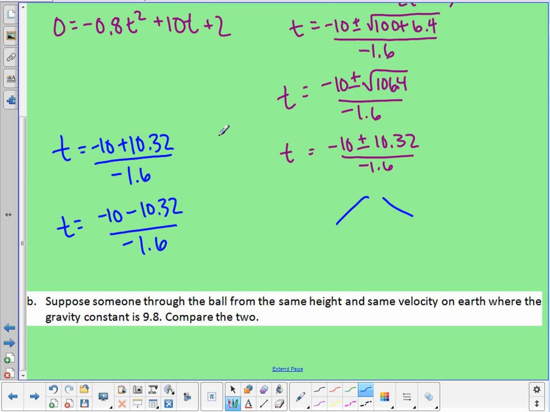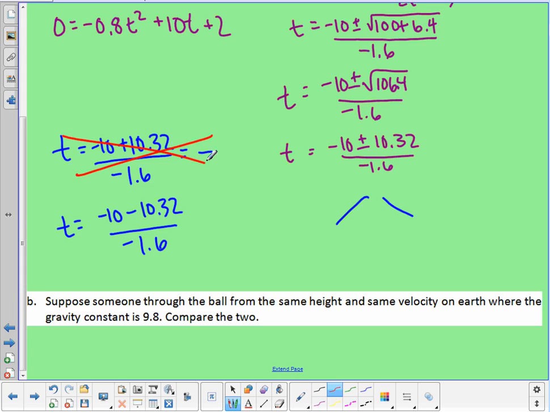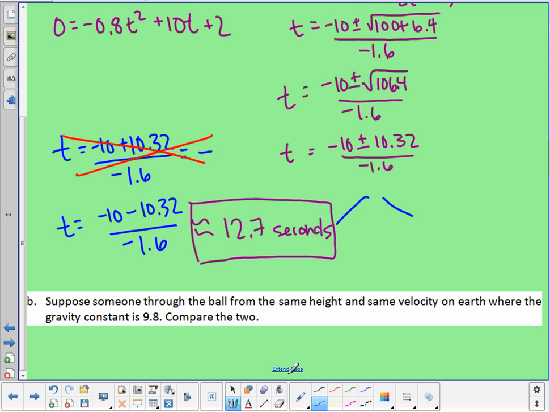It's going to be positive 32 hundredths. If I take a positive and divide it by this negative that's on the bottom, that's going to give me a negative answer. So that one is out because I'm talking about time here, and I can't have negative seconds. When I plug the other one in, negative 10 minus 10.32, and then divide by negative 1.6, I get about 12.7 seconds there. So that's what I'm looking at on the moon. It's going to take 12.7 seconds for that baseball to hit the ground.